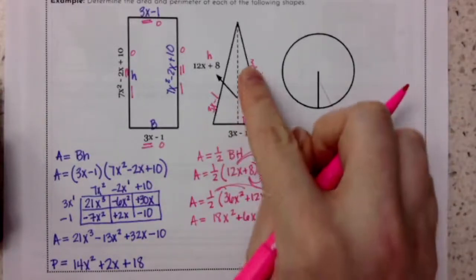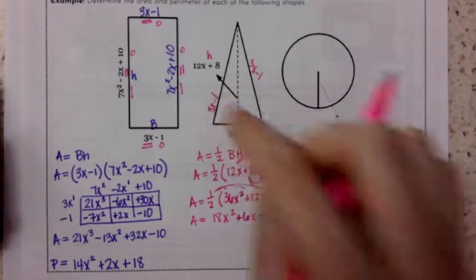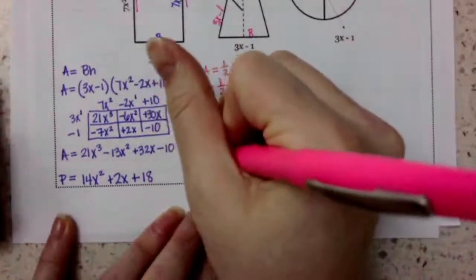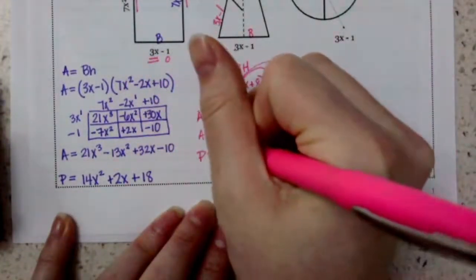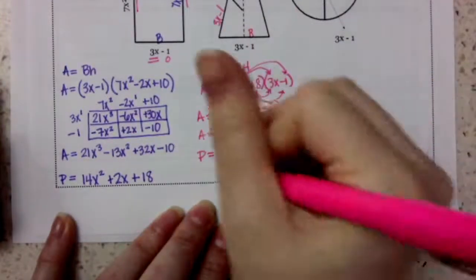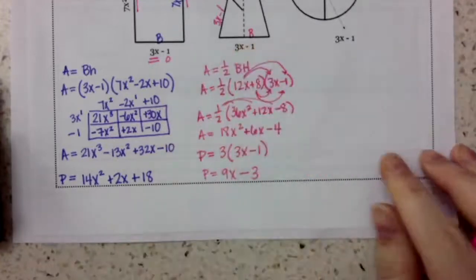So 3x plus 3x plus 3x gives you 9x, and negative 1, and negative 1, and negative 1 gives you minus 3. And that's the exact same thing as if you just did 3 times one of the sides, because that happens 3 times. So we get 9x minus 3 for our perimeter.